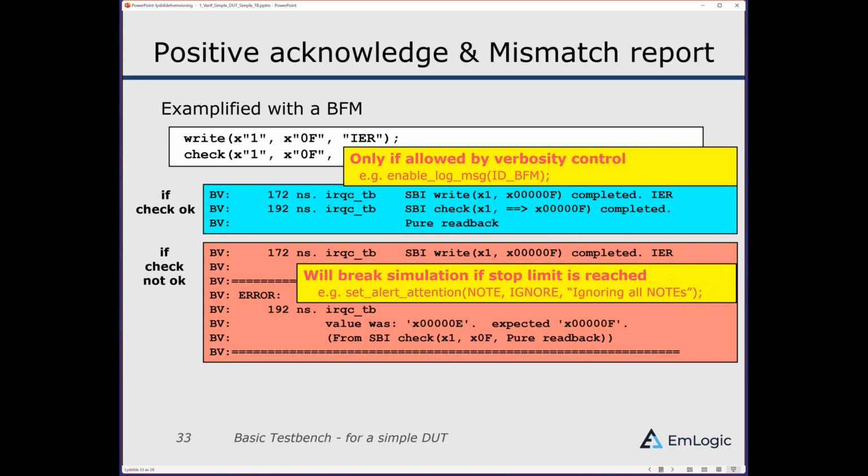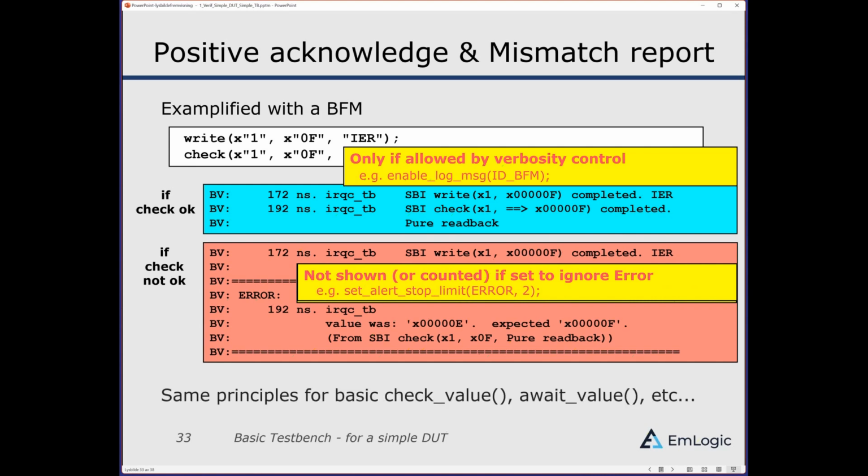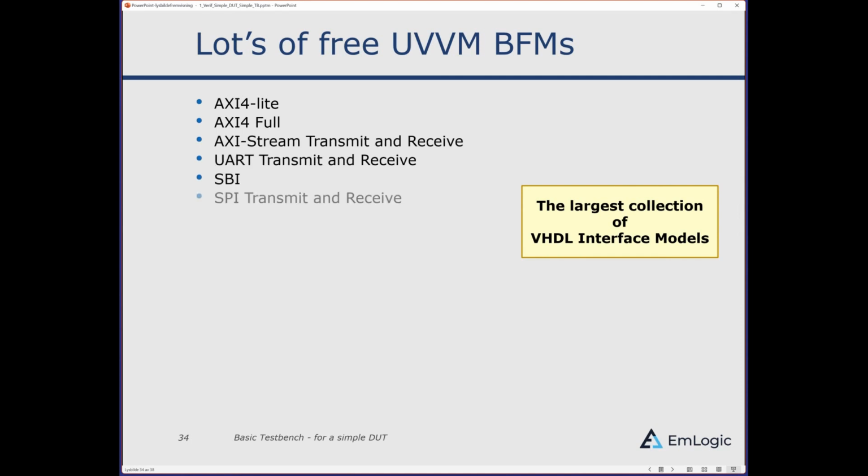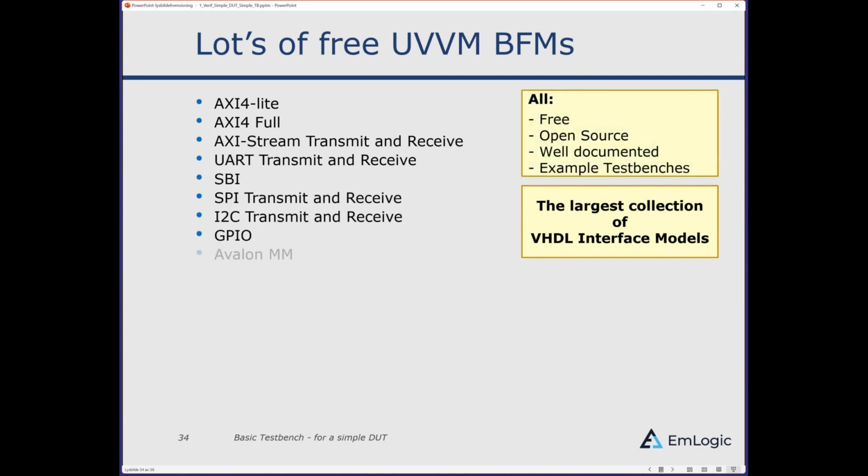But then we have an error on the check. So we get a clearly marked error. Timestamp, the scope, by the way, the scope here is interrupt controller test bench. It's not really important for these simple test benches. I'll come back to that later on for more advanced test benches. But we get a mismatch report saying that the value was so-and-so, whereas we expected so-and-so from this SPI check, and it basically shows you everything you need to know to debug this. And it will break the simulation if the stop limit is reached.